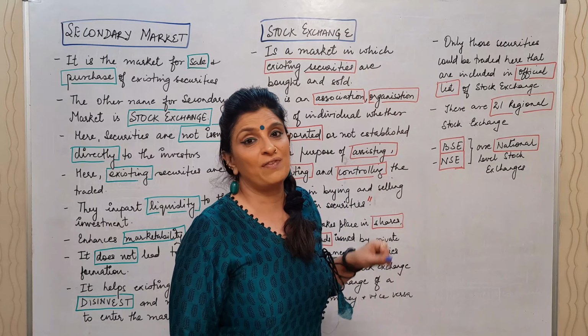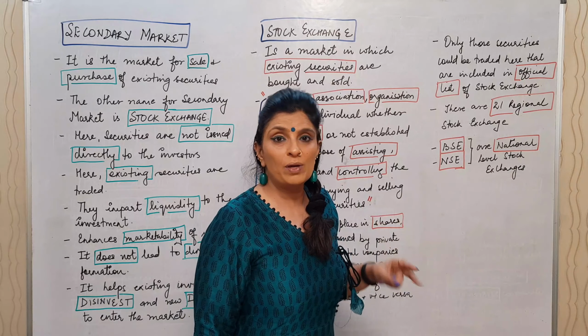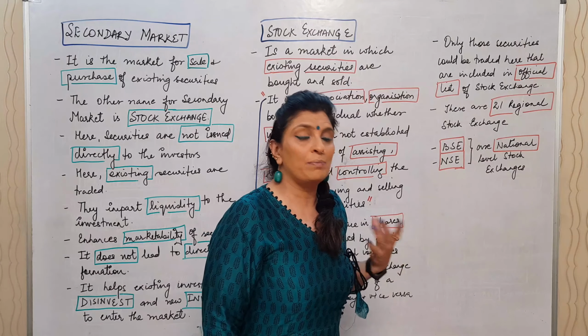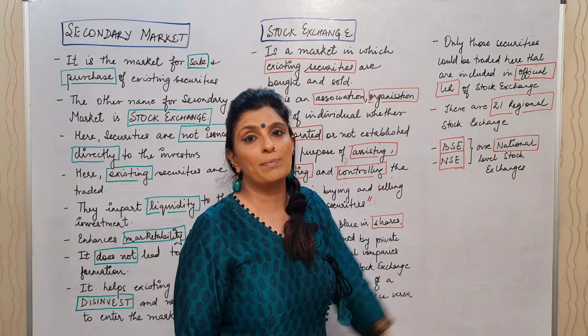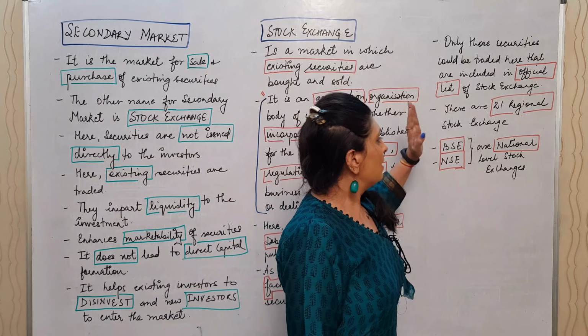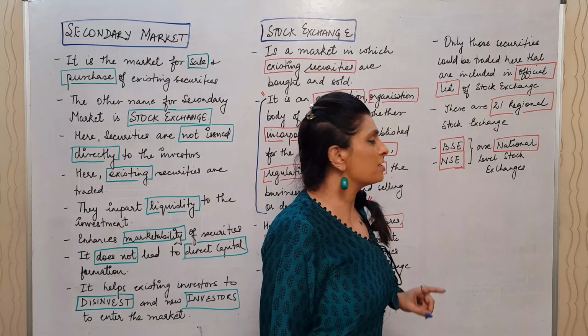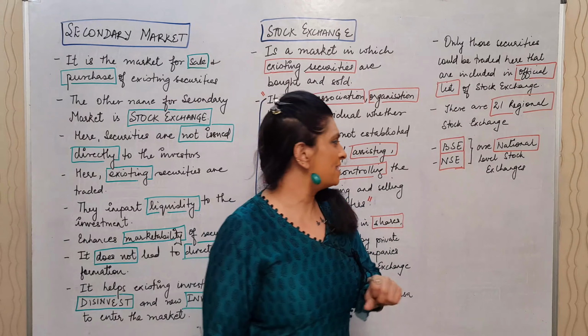So listing of securities is very important. It does two things to the company. One, it enhances their goodwill. Second, it creates an interest in the mind of the investor to buy the particular kind of shares. Now, there are 21 regional stock exchanges and 2 we already know, BSE and NSE.